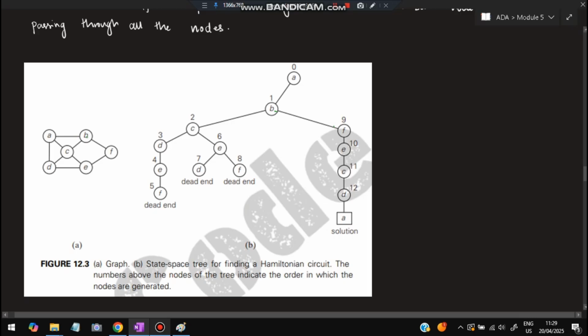If I go from B to F, that means A, B, F, and I go to E, then I go to C, then I go to D, then I go to A. Here all the nodes are visited, none of the nodes are repeated, and I have reached the first node, the source node. So this is the solution for the Hamiltonian circuit problem.